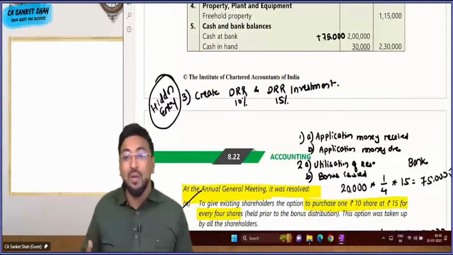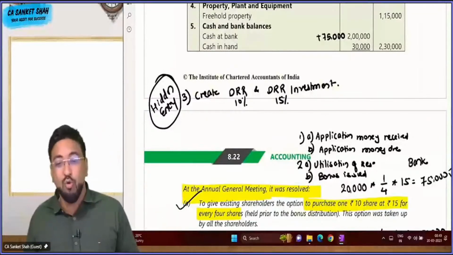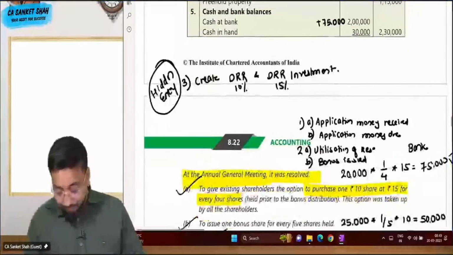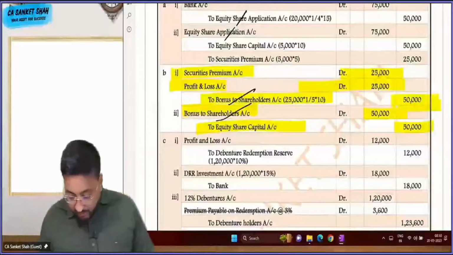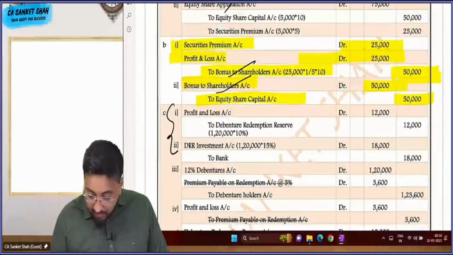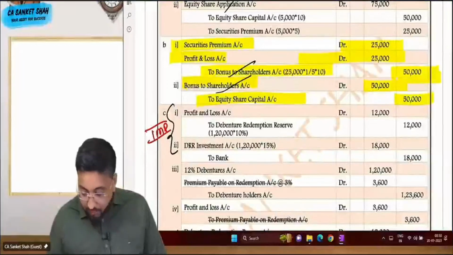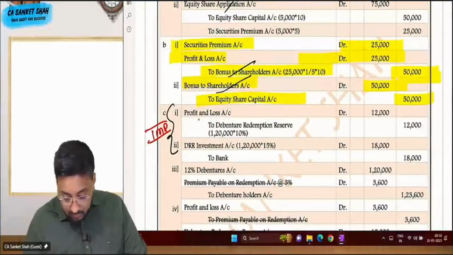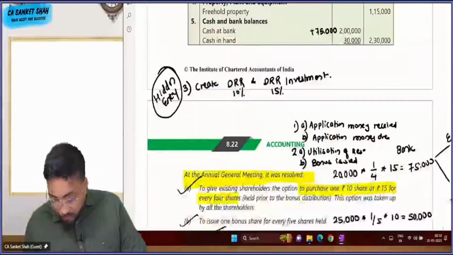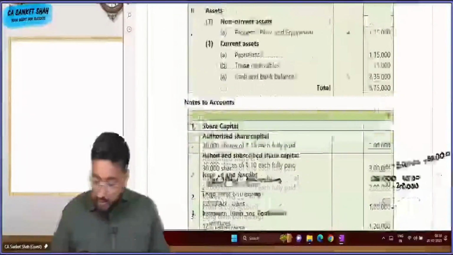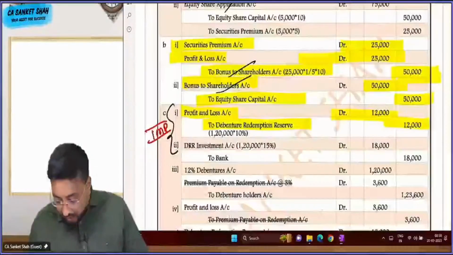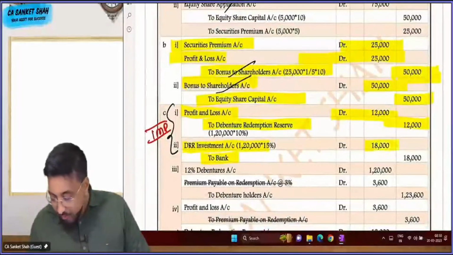ICAI wants you to know that the company first created DRR, and now you are doing redemption, so you will transfer it back. So first create that DRR. This hidden entry is an important entry. These two entries are important, beta. Creation: P&L to DRR. What is the value of debentures, beta? 12,000. And DRR investment to bank 18,000.